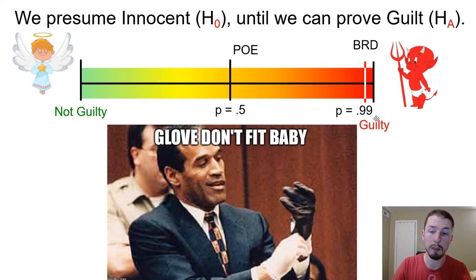And so the burden of proof is like the top 99 percentile. So there's a 1% chance that we might commit a type 1 error. A type 1 error in this context, since we're presuming you're innocent until proven guilty, is that we rejected the null hypothesis. We said you were guilty when you actually weren't guilty.